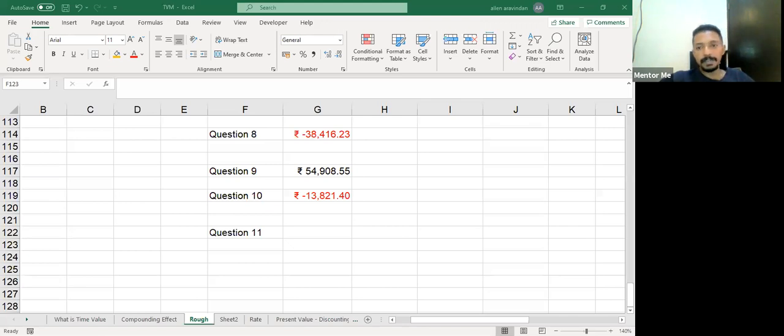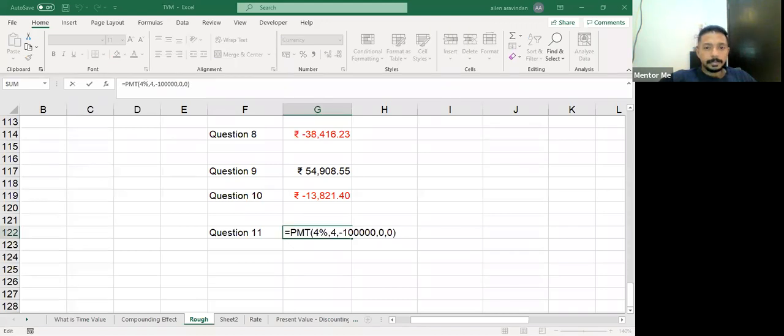So that's fine, because your investment PV has to be negative. And PV and PMT will follow exactly opposite signs, and PV and FV will follow exactly opposite signs. So Shani, yours is correct. And this is the answer for question number 11.